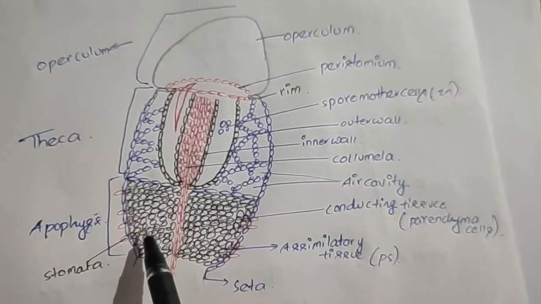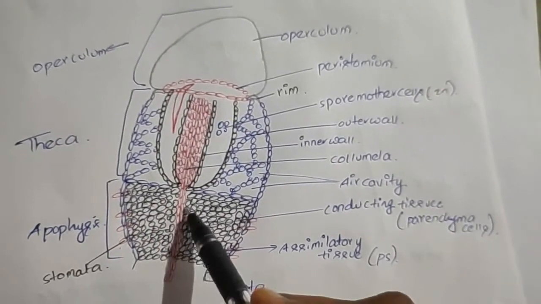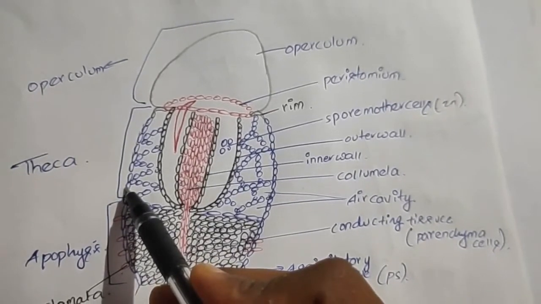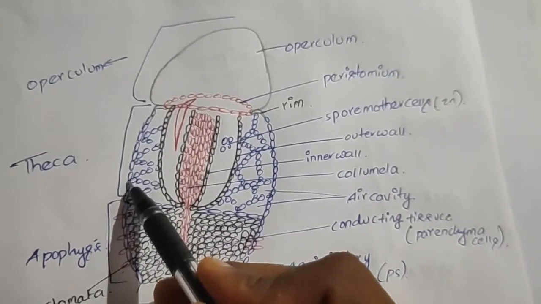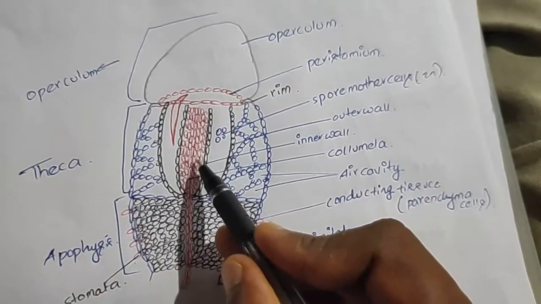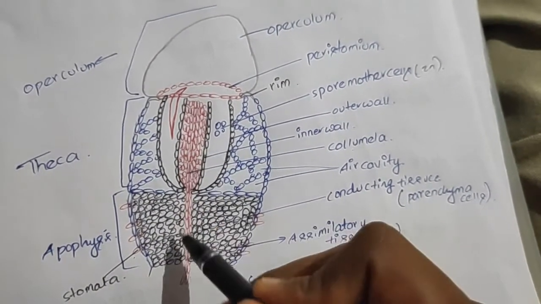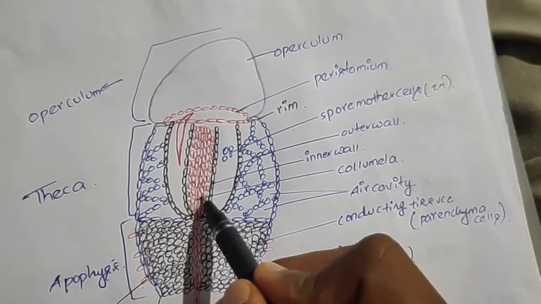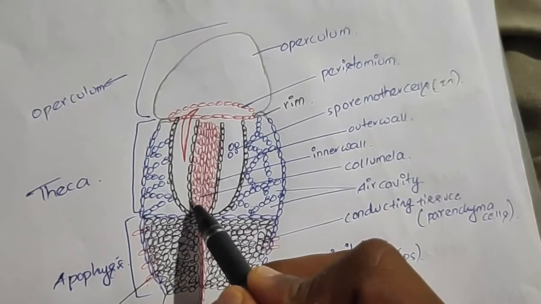This is the apophysis part of the capsule. Next to the apophysis part, there is the theca part. Here, the outer layer is again the same as in the apophysis, but the stomata in between these cells are absent. And the conducting tissue in the theca part is swollen compared to the apophysis part, and it is known as the columella region. Next to the columella region, there is a spore cavity.